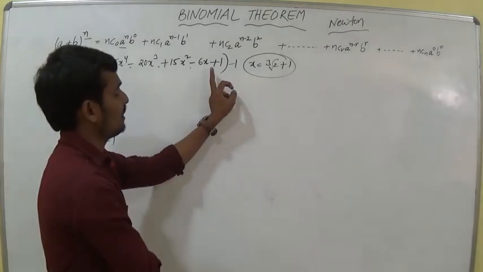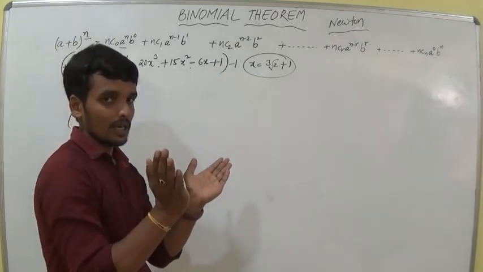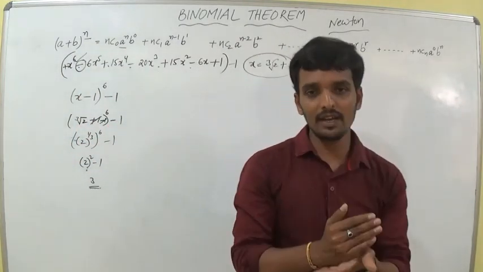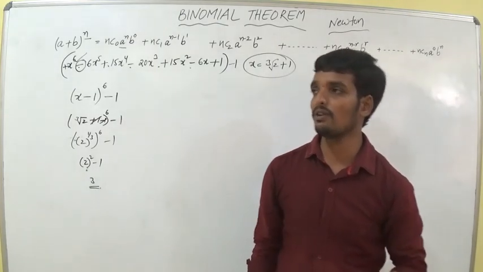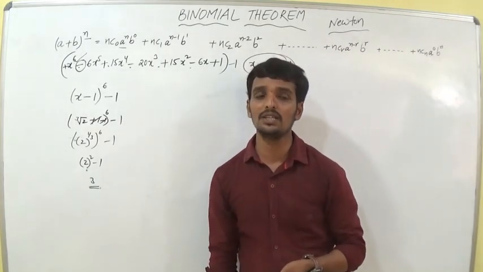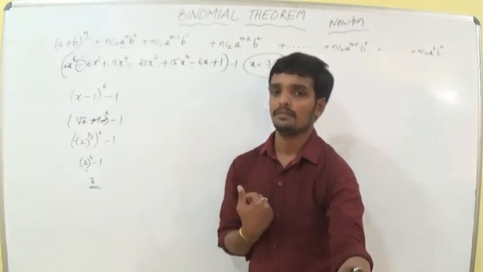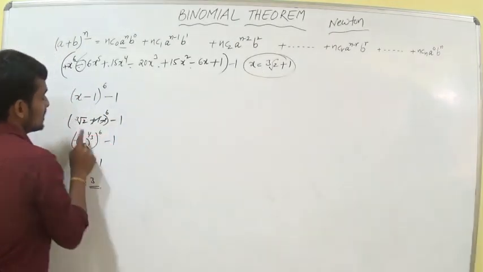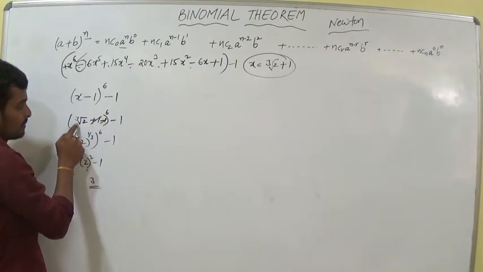I am adding plus 1 to complete the expansion, and in the same way I am subtracting 1. Why? Because the value of the expression does not change when we add and subtract the same thing. So this is x minus 1 whole power 6. The x value is cube root 2 plus 1, and again minus 1 from the formula. Plus 1 and minus 1 cancel.